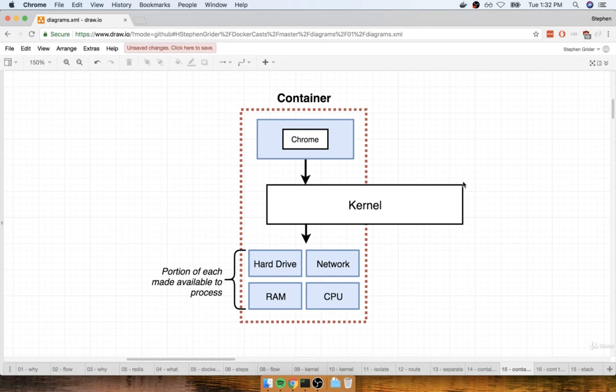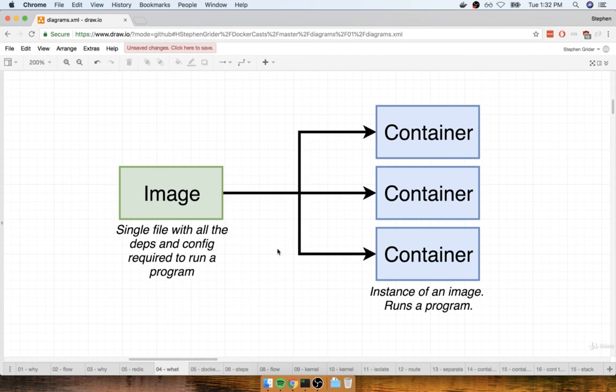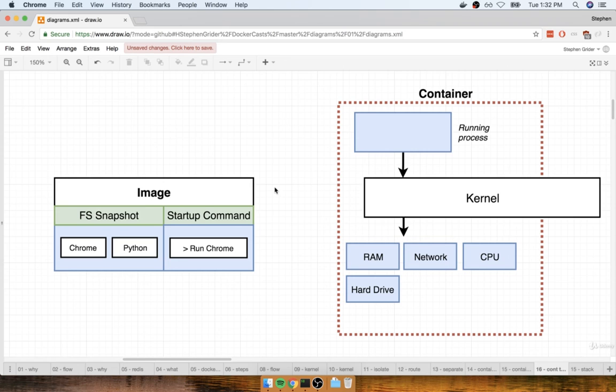Now, the last question you might have here is, okay, I get what a container is, but with that in mind, what is the real relation between one of those containers, or that singular process and grouping of resources, to an image? How does that single file eventually create this container? Well, that's a good question. One more quick diagram. Anytime that we talk about an image, we're really talking about a file system snapshot.